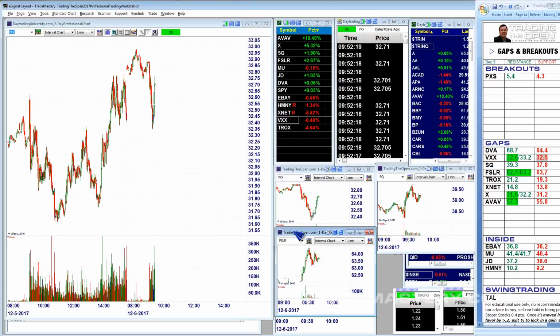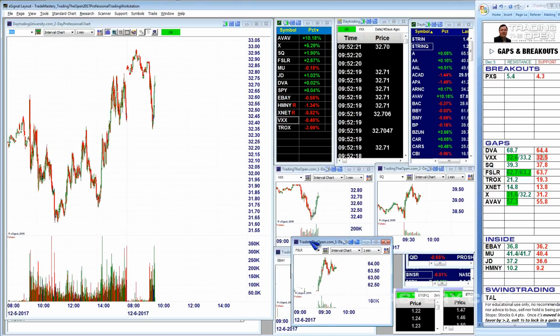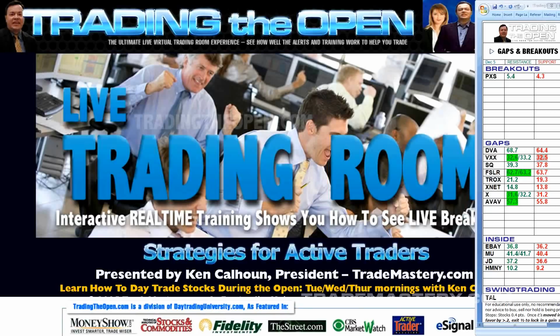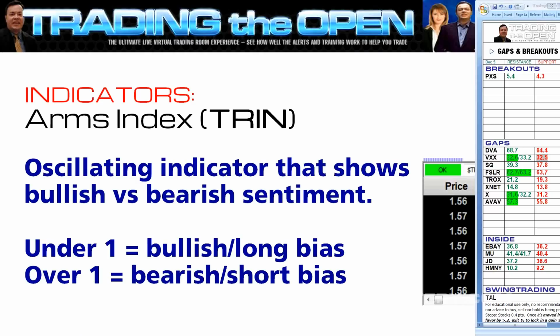So that's one more way to use the TRIN to help stay on top of things when you're looking for bullish and bearish biases of the market. And just again, a reminder, here at Trading the Open, our ARMS index, the TRIN, is an oscillation indicator that shows bullish versus bearish sentiment. Under 1 is a bullish or long bias, and over 1 is a bearish short bias, like we're seeing in today's markets.